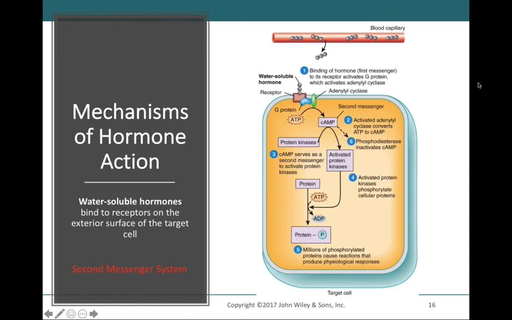Now this slide is going to tell us the mechanism of action of our water-soluble hormones. And water-soluble hormones use what is known as a second messenger system and something referred to as a G protein. Since our water-soluble hormones are unable to cross the cell membrane on their own, they have to bind to some receptor that can be found on the outside of our cell. Once the hormone is bound to the receptor, we're going to see that there's a cascade of events that occurs inside of the cell to produce the desired effect of that hormone.